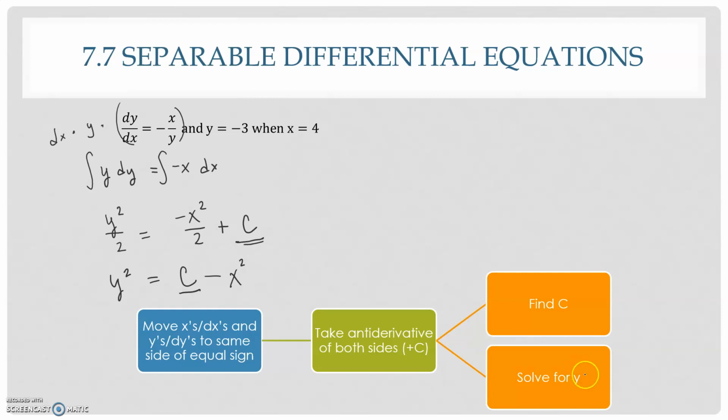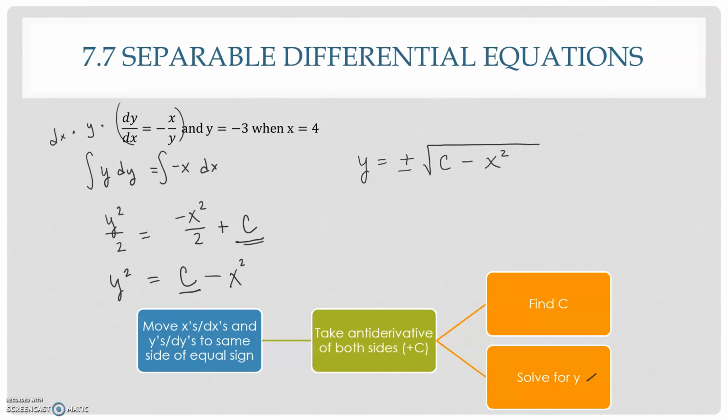All right, I'm going to choose to solve for y first. So I have y is equal to plus or minus the square root of c minus x squared. Remember, when you solve a squared, you get plus or minus. But when we have a solution, we want it to be a function. And right now, this is not a function.